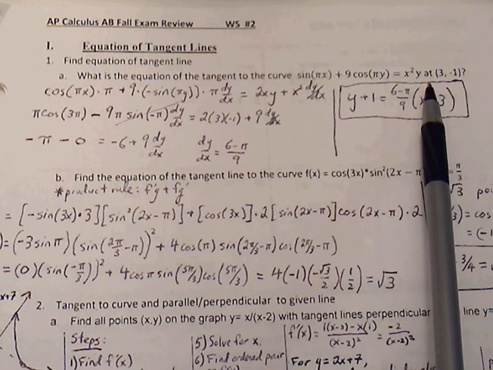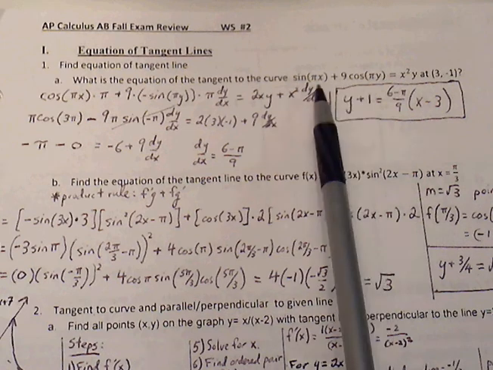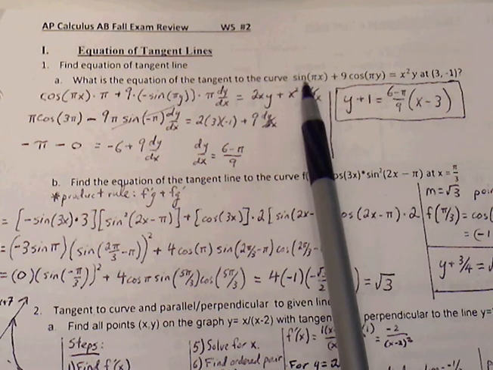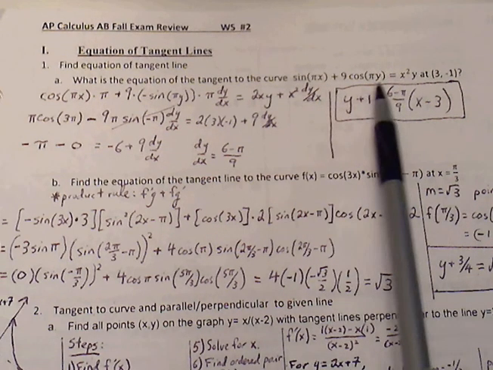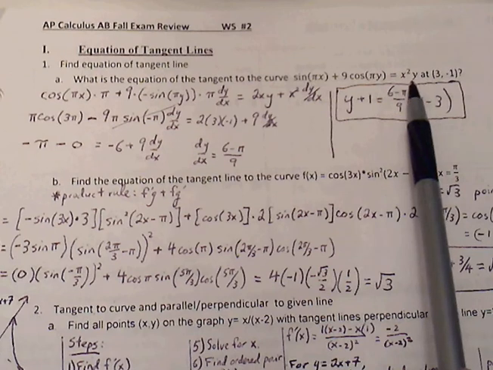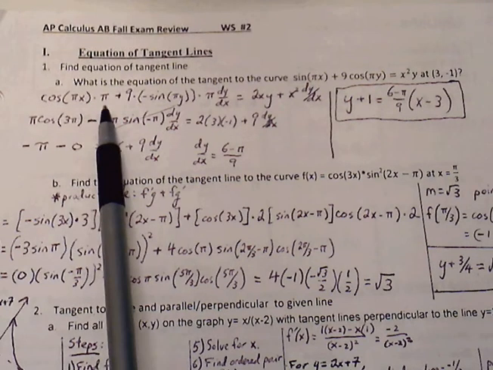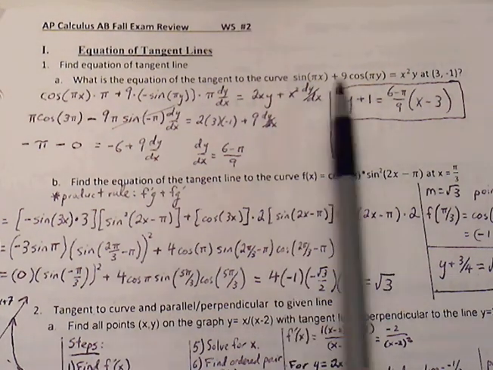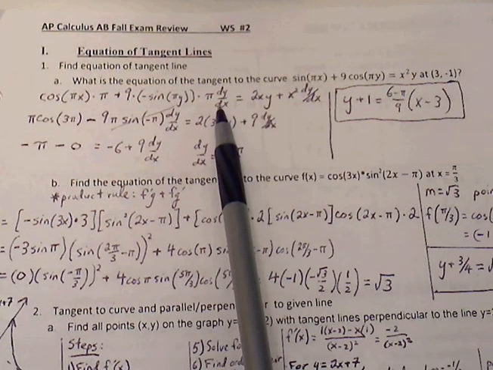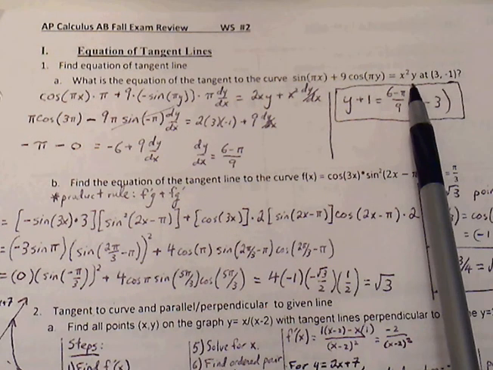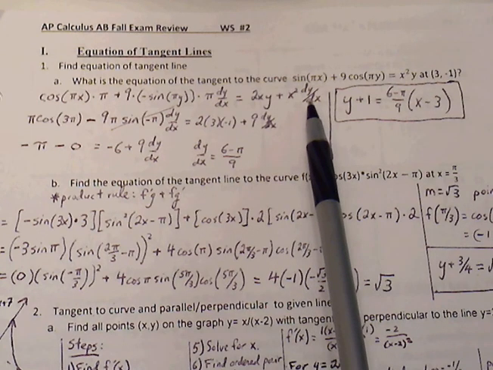So we've seen this type of problem before in previous worksheets. We find the derivative of this equation, which requires chain rule and implicit differentiation and product rule. So we go through all those steps. Sine pi x becomes cosine pi x times the derivative of pi x, which is pi. Cosine of pi y becomes negative sine of pi y times the derivative of pi y, which is pi times dy/dx. And then x squared y, we have to go through product rule. So f prime g plus f times g prime. So g prime is the dy/dx.